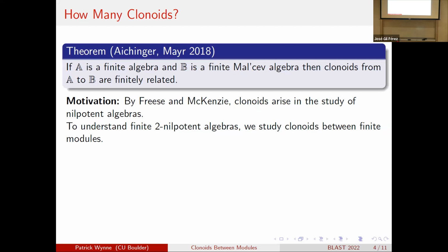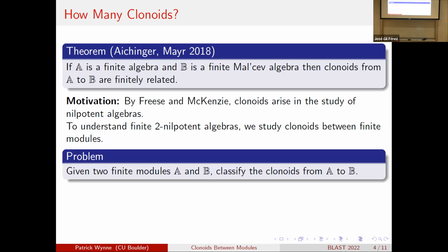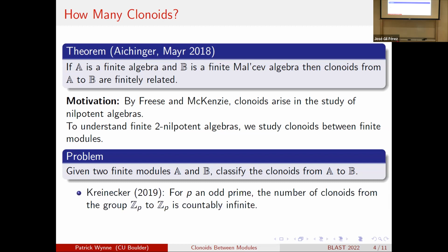I won't go into any more details than that for now, but they arise naturally in a few different instances. We also saw an instance from Peter's talk earlier today where clonoids came up again. So I won't motivate them, and I'll just talk about them. So the problem is, given two finite modules A and B, can we classify the clonoids from A to B, or maybe less ambitiously, can we at least say how many clonoids there are from A to B?